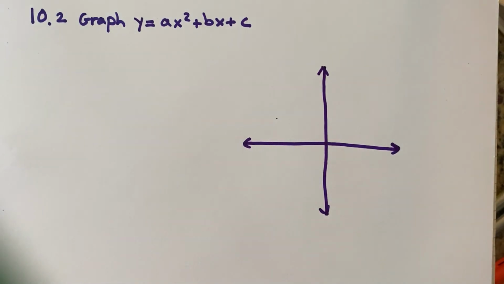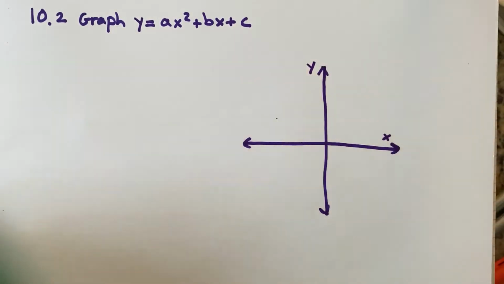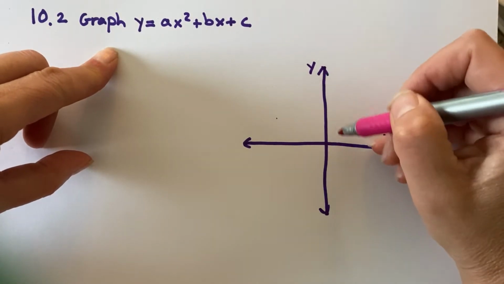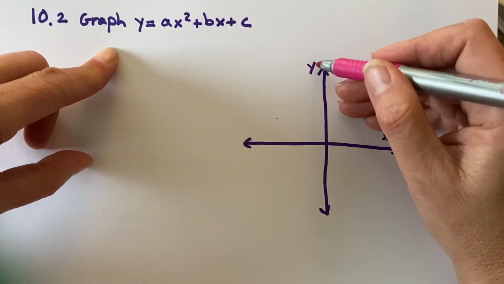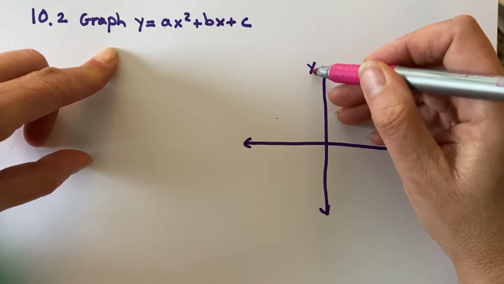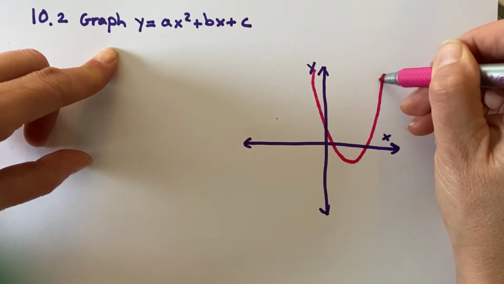Now, in the past, I've been centering it and calling it the parent function. Now, I'm going to do something a little bit different. I'm going to keep my x and y axes right here, but I'm going to shift my parabola over a little bit, and I'm going to do it in a different color so we don't mix it up with the parent function. So I'm going to draw my parabola just about here.